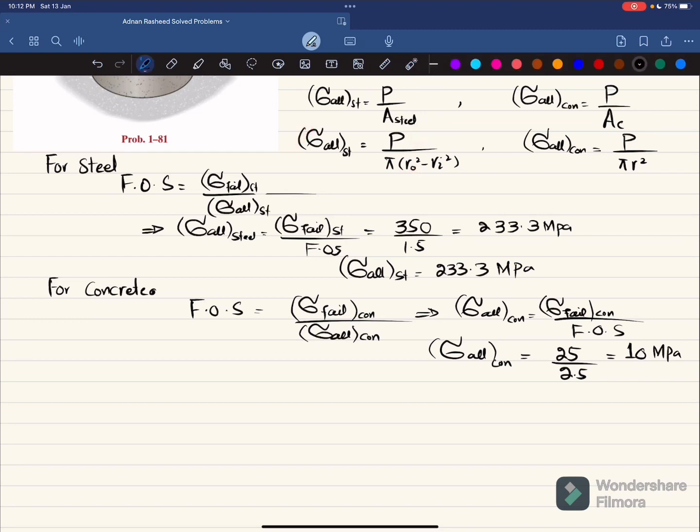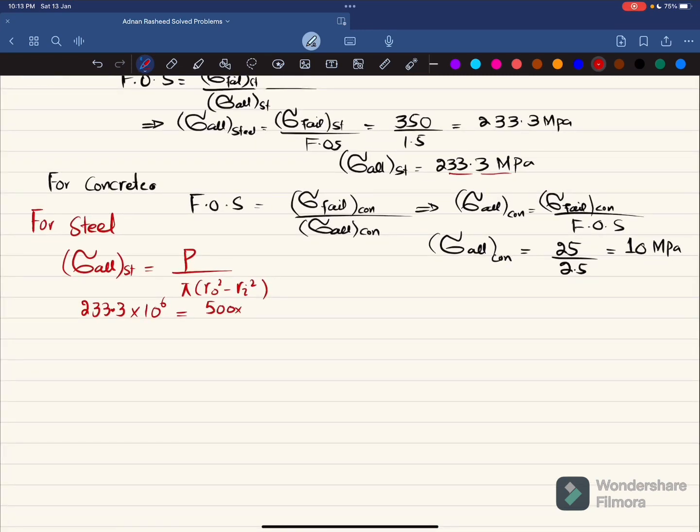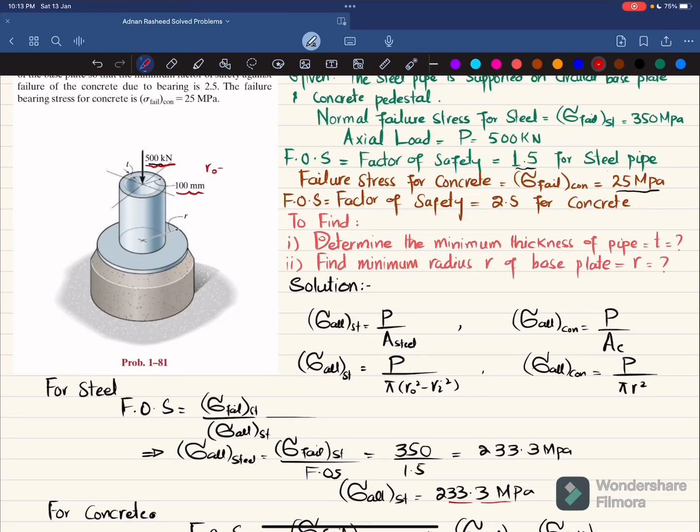Now what we will do is that we have this value, we have this value, we have R naught. So we will calculate for steel. So let me choose another color. For steel, we know that allowable normal stress for steel is equal to P divided by pi into R naught square minus Ri square. So this is Ri square. This is 233.3. Allowable normal stress is 233.3 megapascal. So 10 to the power 6 is equal to P is given as 500 kilonewton. So I will write 500 into 10 to the power 3 divided by pi and R naught, which is 100 millimeter. So R naught is 100 millimeter and in meter it is 0.1 meter.